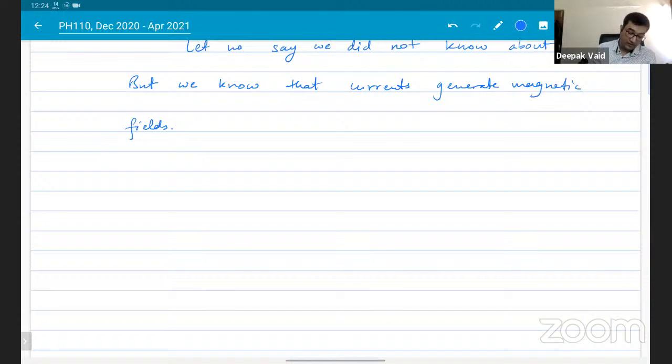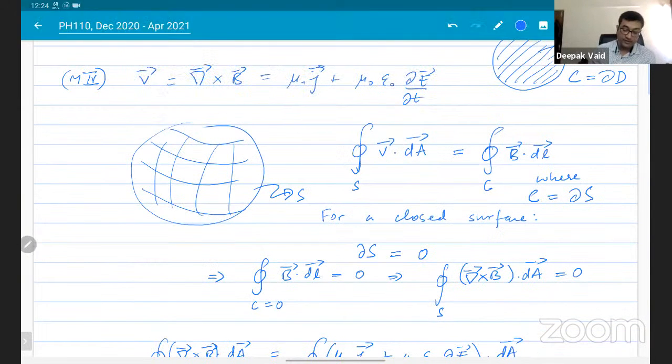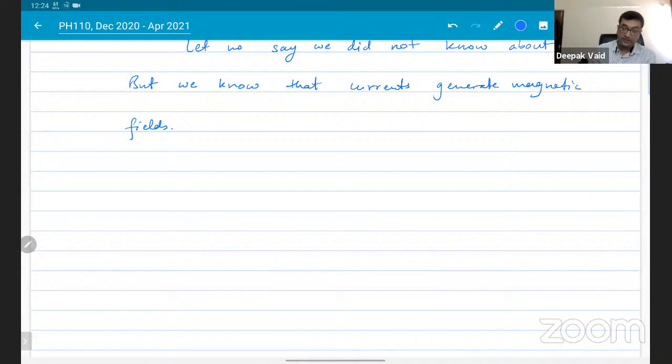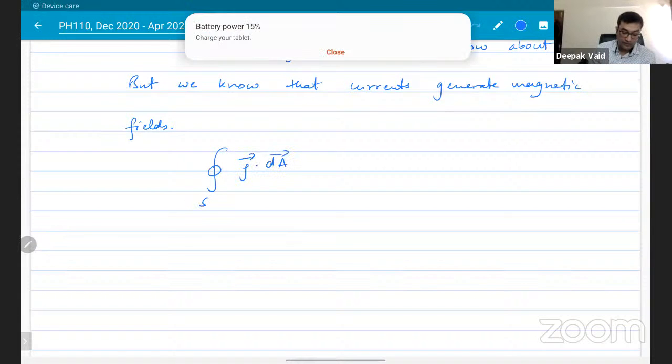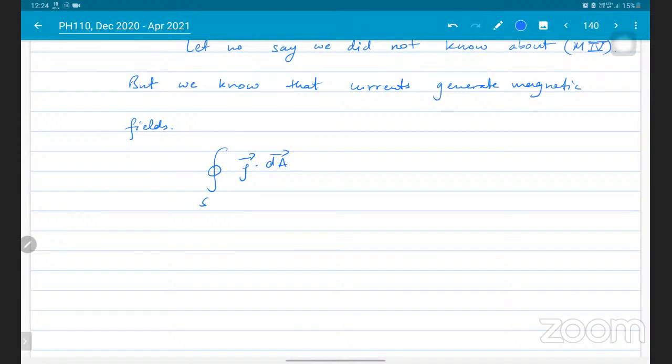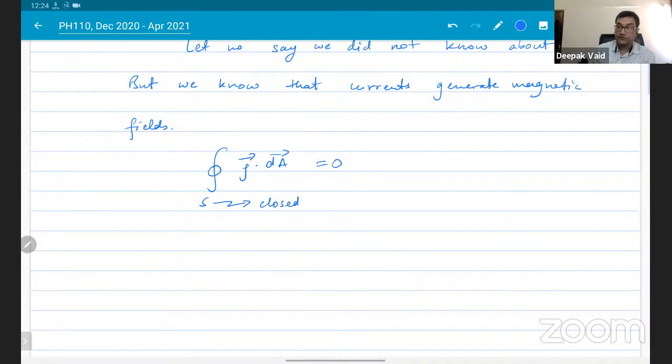Thank you. So we know that currents generate magnetic fields, right? But we don't know the exact equation. So what we can do is work backwards. I know that if I take the flux of the current through any closed surface, this is going to be 0, right?